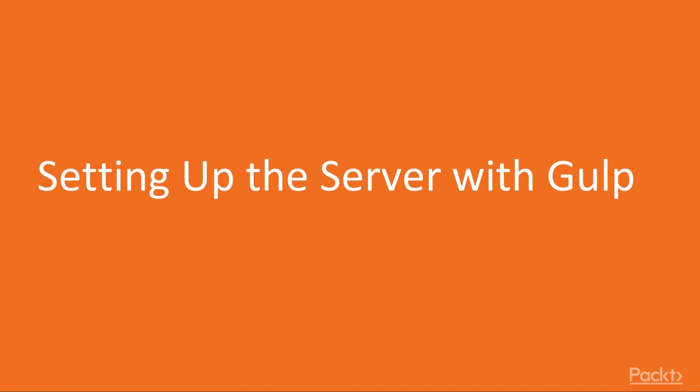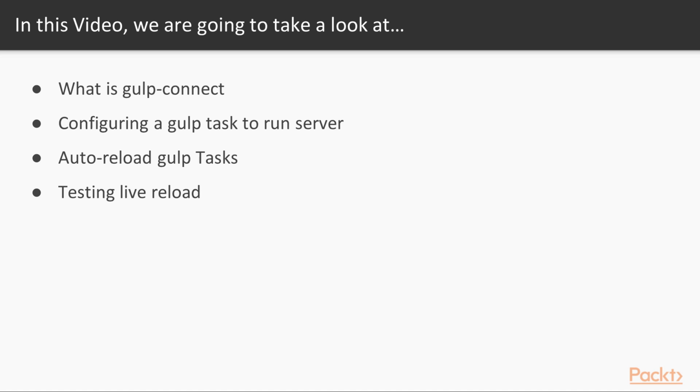In this first video of this section, we will configure a server by using a new npm package named Gulp Connect. In this video, we will see what Gulp Connect is, how to configure a task to run a server, and how to use auto-reload to have a very quick development cycle by being able to see our code almost right away. Finally, we will test the configuration and see the application for the first time.